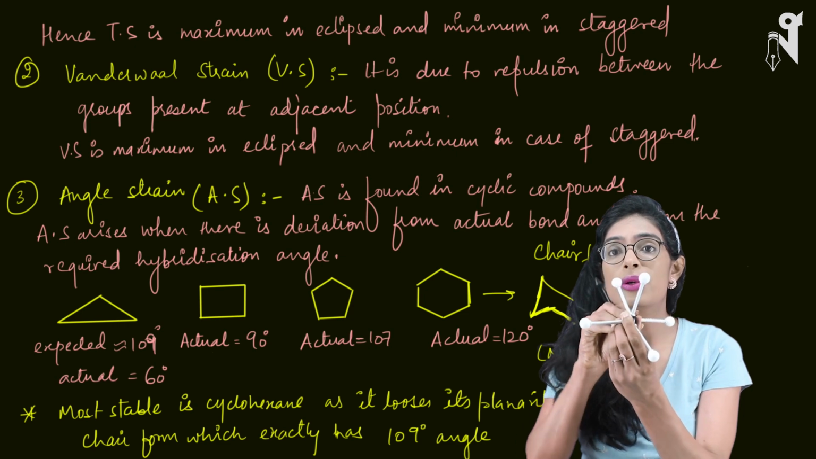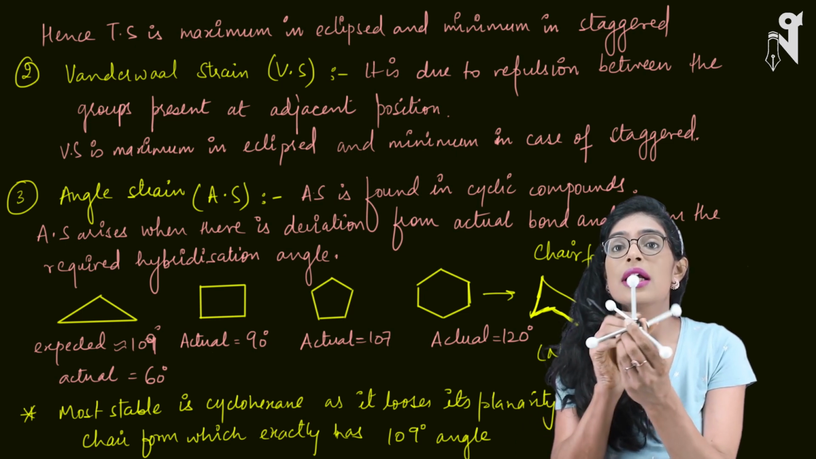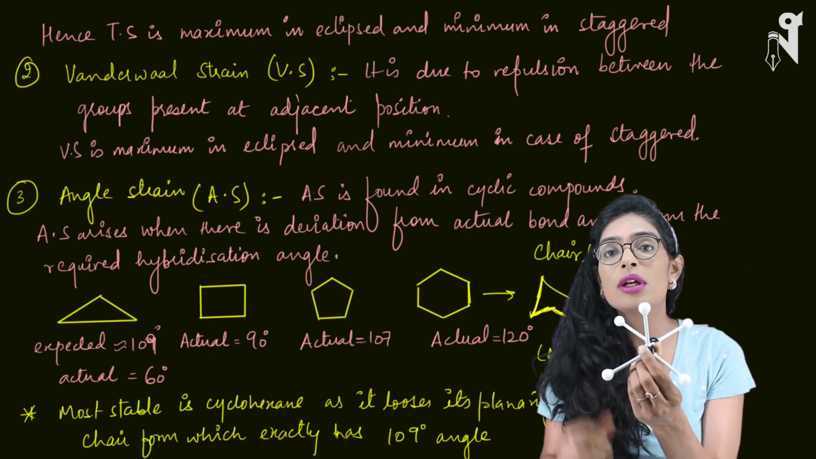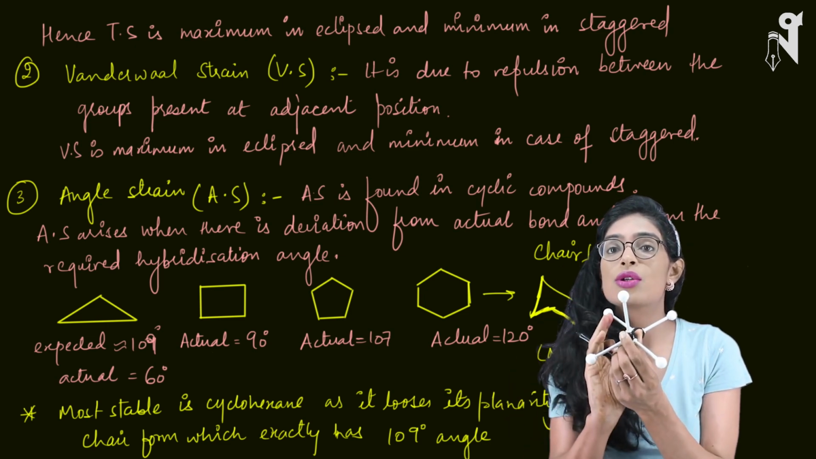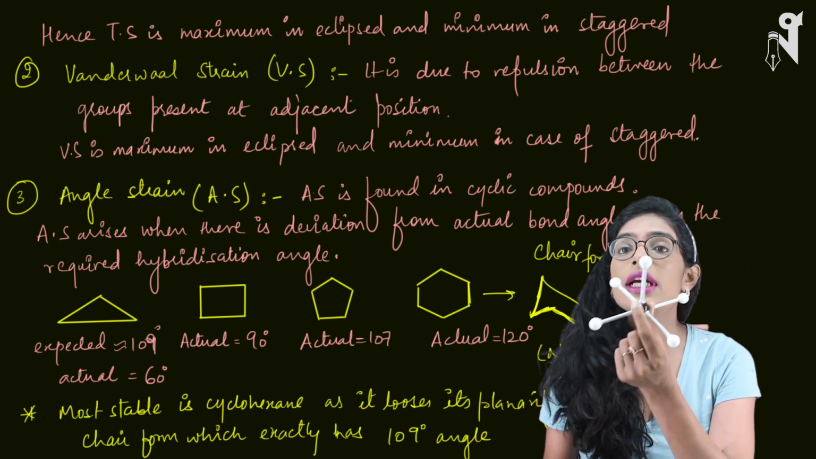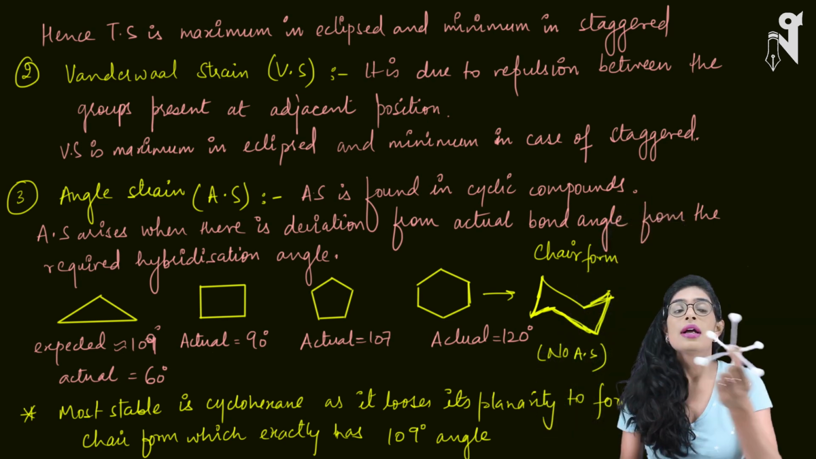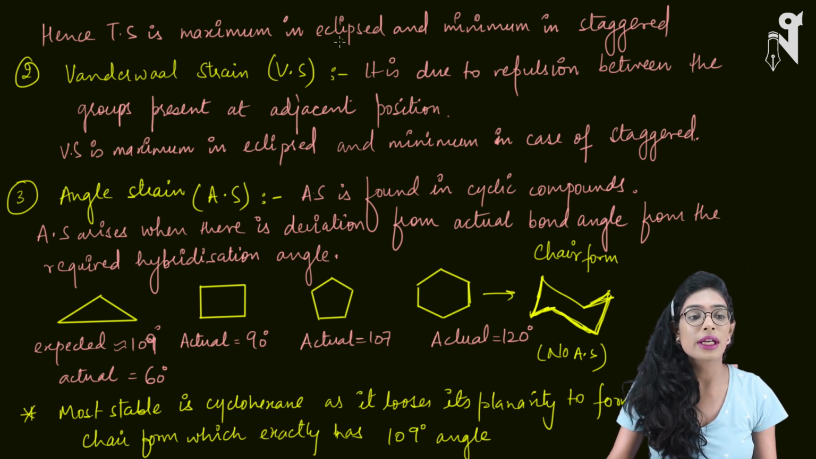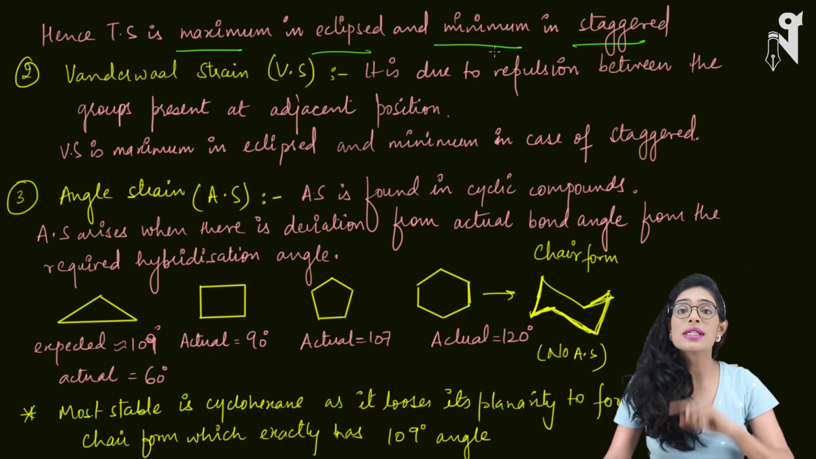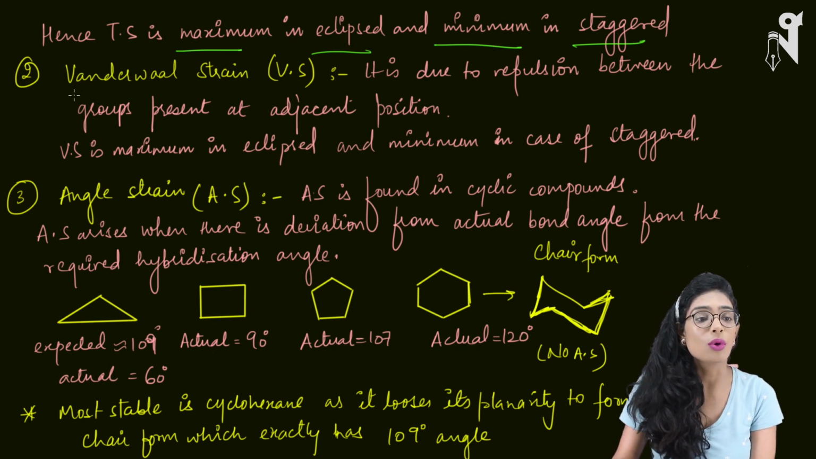If I rotate it to 60 degrees, it will become staggered, and when it becomes staggered, the distance will also increase between the bond pair of electrons of the front carbon and the bond pair of electrons of the back carbon, and hence the torsional strain will be relatively lesser. So when I say torsional strain in the case of eclipsed will be maximum, and torsional strain in the case of staggered will be minimum. Okay, now there is another type of strain, that is van der Waals strain.